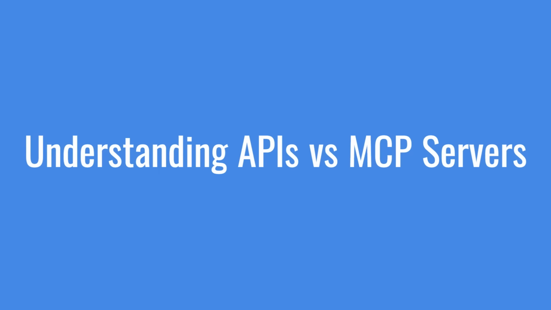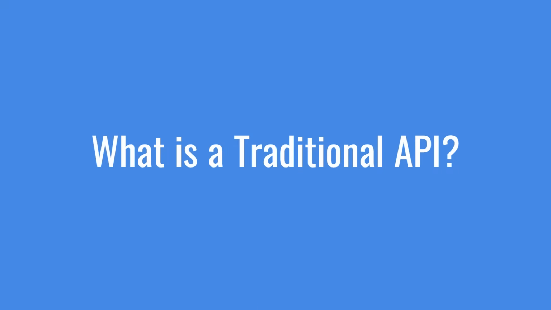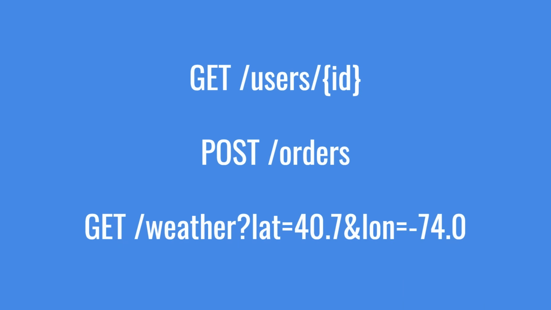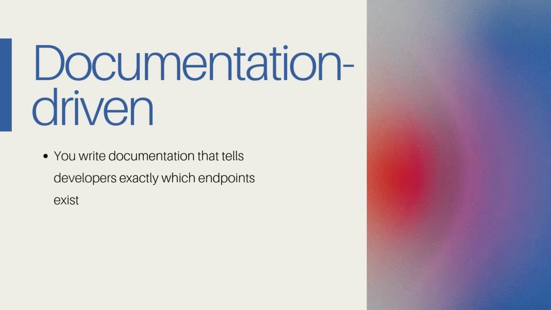Let's get started. Understanding APIs versus MCP servers. Let's start with what we already know, traditional APIs. When you build a REST API, you're creating fixed endpoints. For example, here's how it works from a consumability perspective.